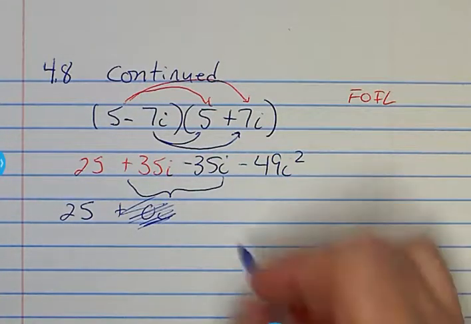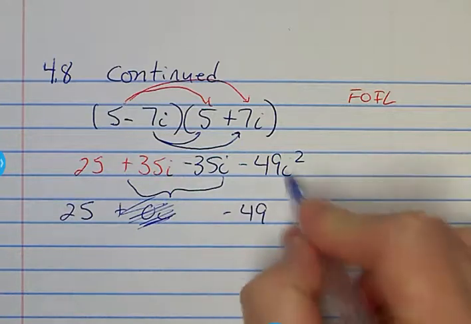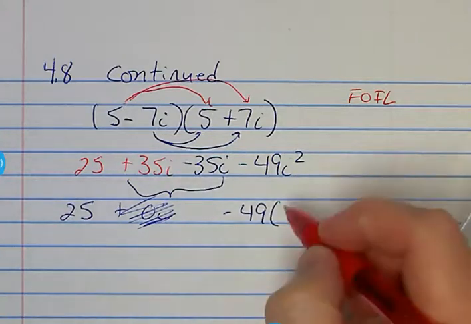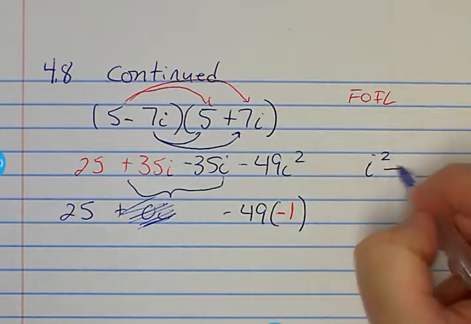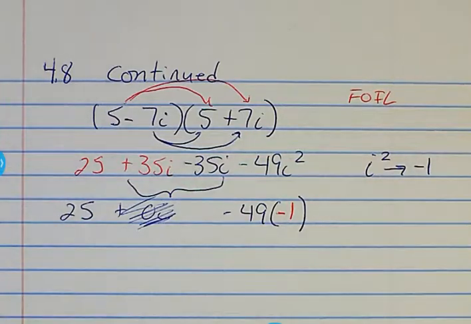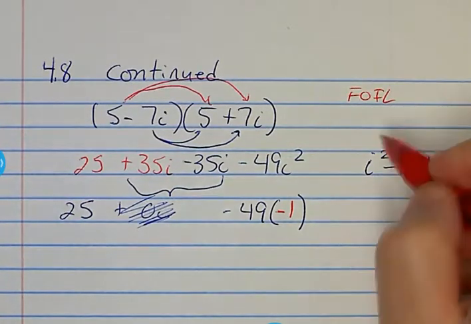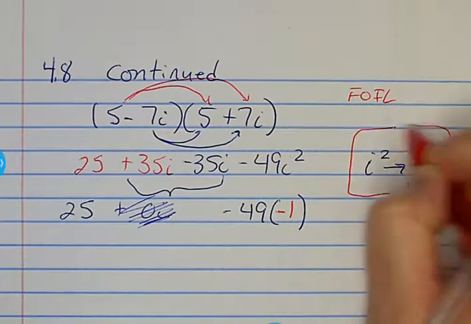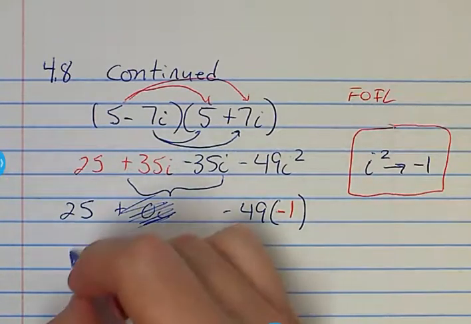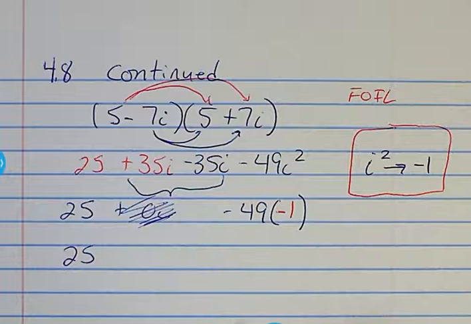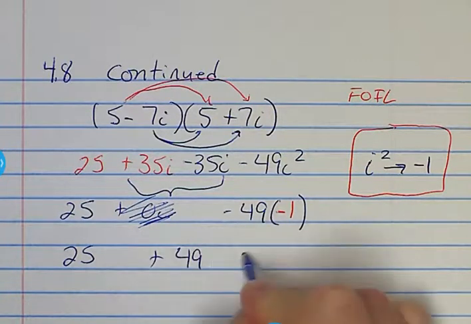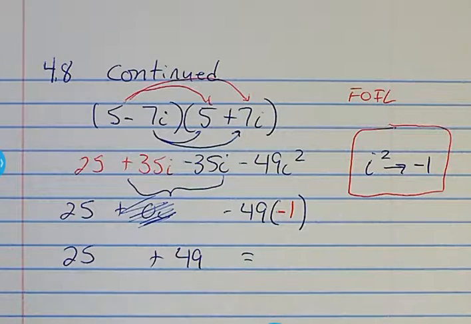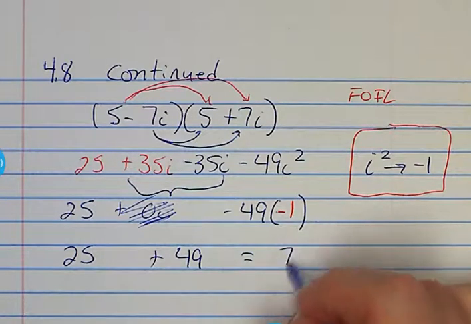With the negative 49 i squared, that's where we're going to take the i squared out. That was the one time that you have to do something different: you take out the i squared and replace it with negative 1. So that was 25. If you do negative 49 times negative 1, that was a positive 49. Then add those two things together, and that would have been 74.